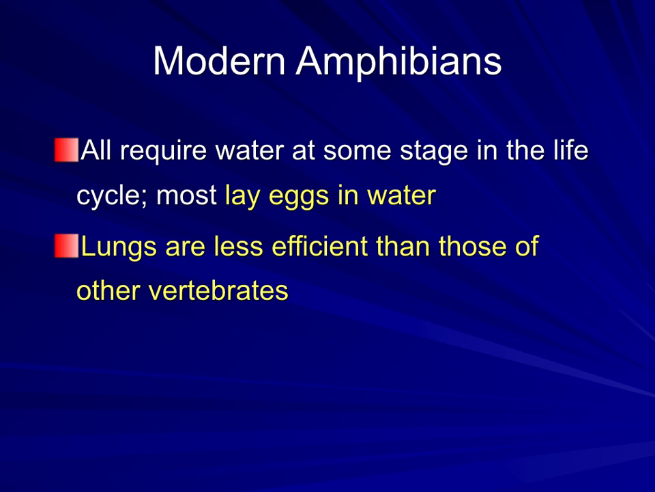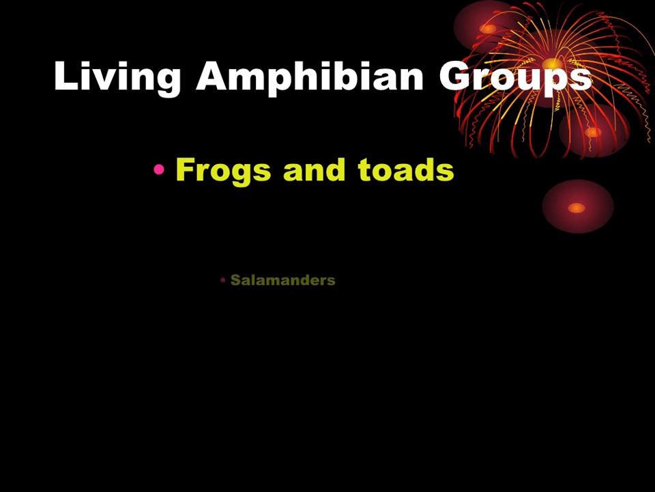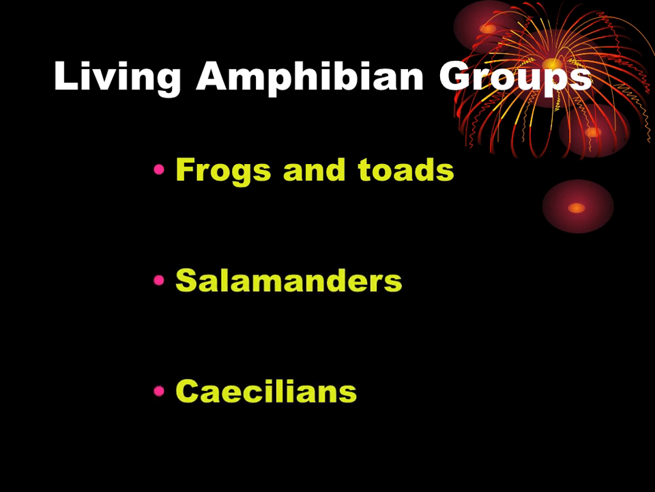Their skin will lose water very rapidly, and this restricts them away from dry habitats. So when we talk about amphibians, there's an obligate tie to water, which we're going to see will help them move to reptiles, losing that tie to water. Skin serves as a respiratory organ, so it's called cutaneous respiration, breathing through the skin. Let's talk about the living groups. We have frogs and toads, salamanders, and caecilians.